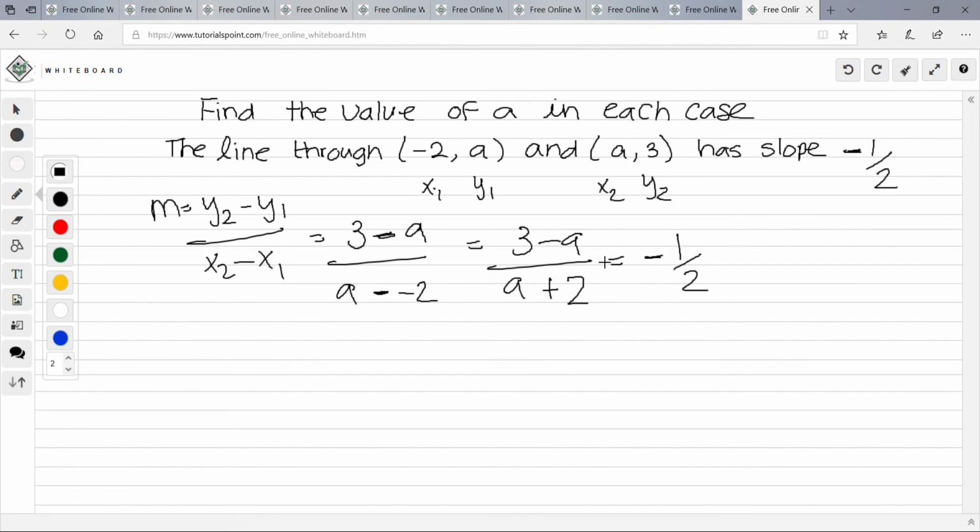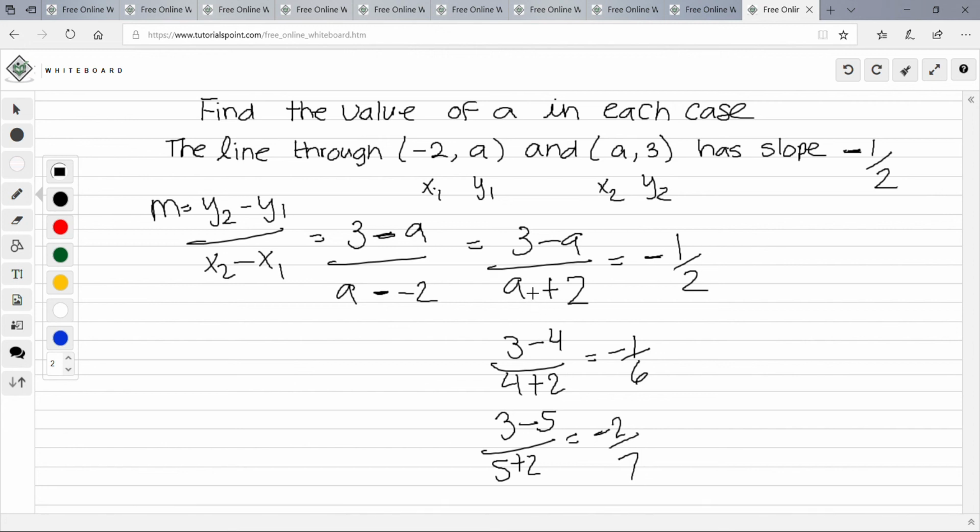What I'm going to do is, I'm just going to play the guess and check game. For a, I will try 4. If I plug in 4 into a, 3 minus 4 over 4 plus 2, I get negative 1/6. Okay, so I need a higher number, so I'm going to try 5. So 3 minus 5 over 5 plus 2, which is negative 2/7. No, but it's really close.